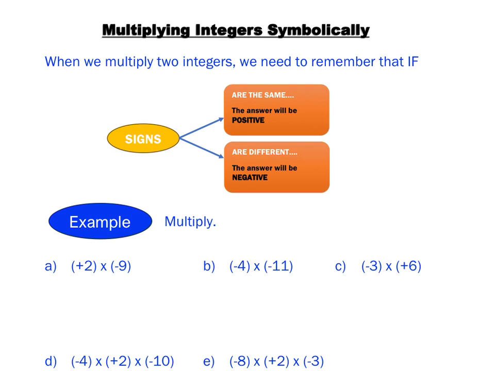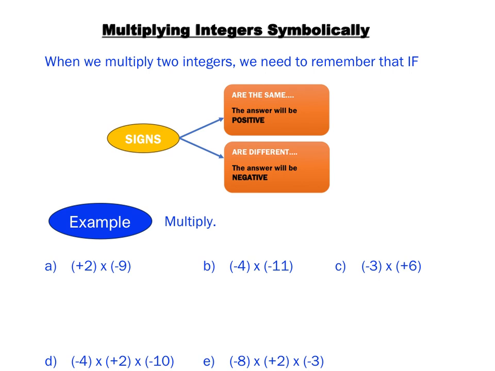If the signs are the same, they're both positive or they're both negative, the result will be a positive answer. If there's one positive, one negative, the result will be a negative answer. Okay?